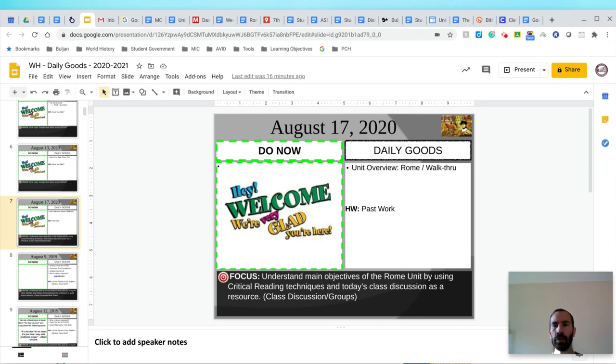Unit overview, Rome walkthrough. That's going to be the main thing that we're going to be looking at today. Every unit for the rest of the year, we have a unit overview. And the goal of the unit overview is just that, to give you an overview, a basic understanding of what we're going to be learning.